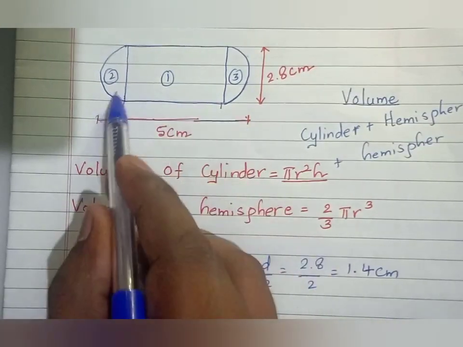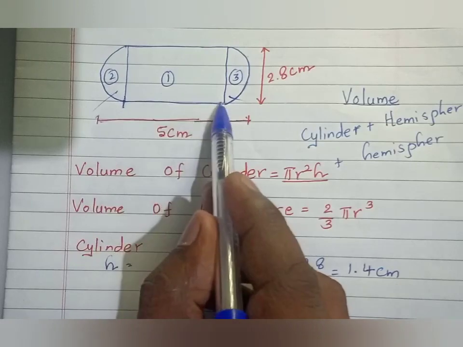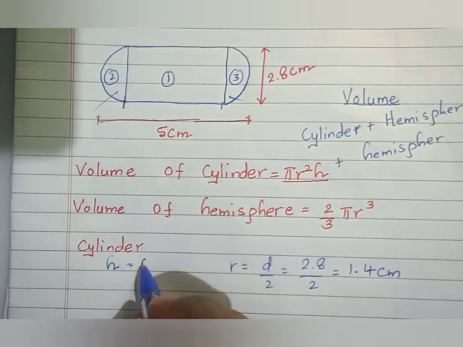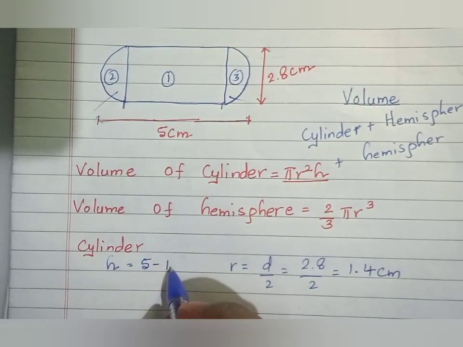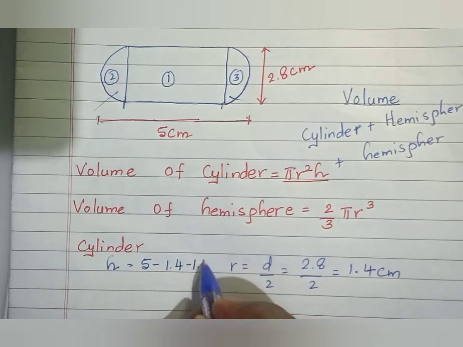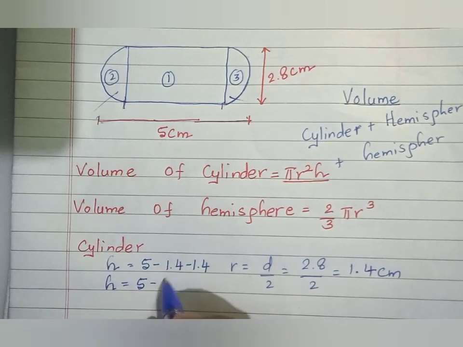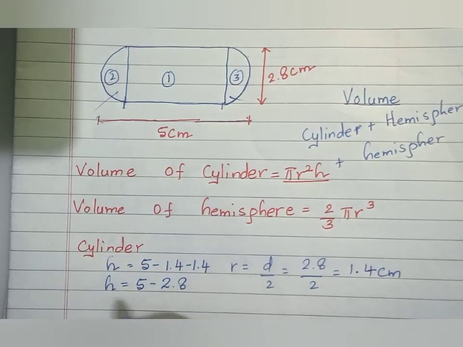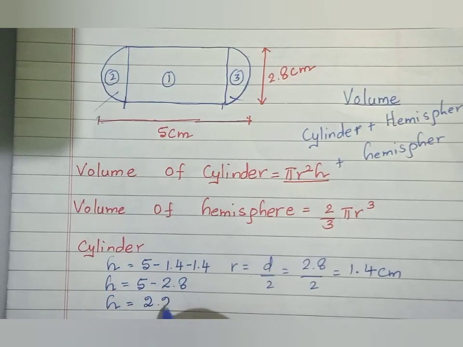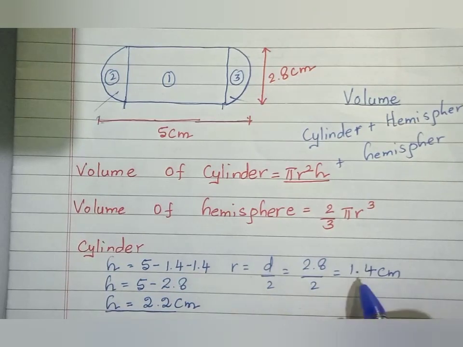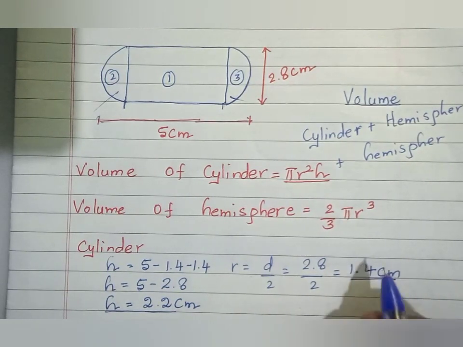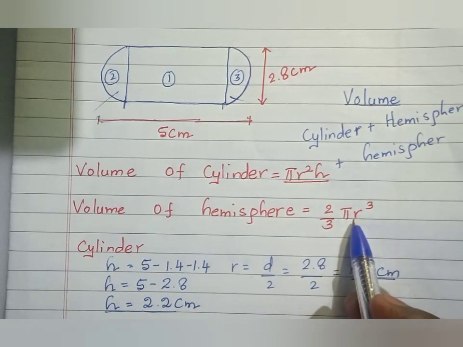Now to find out the height, out of 5 centimeter, that is total length, I should remove the radius of both the hemispheres, that is 5 minus 1.4 minus 1.4. So 1.4 plus 1.4 will give 2.8, and the sign is minus. 5 minus 2.8 is 2.2 centimeter. So the height of the cylinder is 2.2 centimeter, radius is 1.4 centimeter, the same as the radius of the hemisphere.